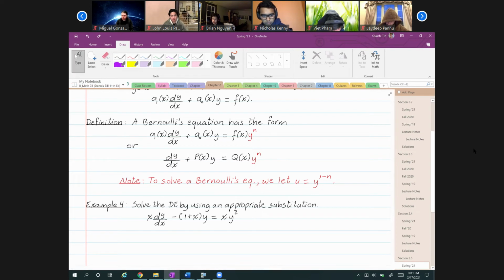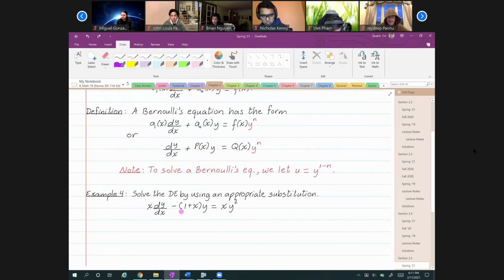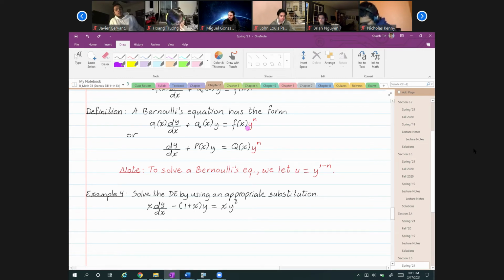In example 4, you have this equation. Now the question is, is this equation a Bernoulli's equation? Can you tell me? Yes, it is. What makes you think so? Well, I'm thinking no. Wouldn't you need to move the x first and divide both sides by x? You don't need to. You can have it in this form or that form. Oh, okay.